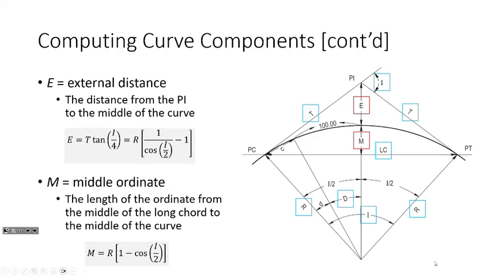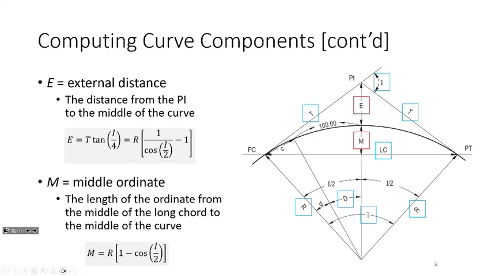Okay. The last two are the external distance and the middle ordinate. The external distance is from the PI to the apex of the curve, or the middle of the curve, and then the middle ordinate is from M to the middle of the chord, all the way to the long chord, okay? So when we do our CAD lab, we're going to strike a tape on those to see if our as-built matches what we thought it should be. So we're going to compute it, then we're going to stake out the curve and see if that's what we actually got.